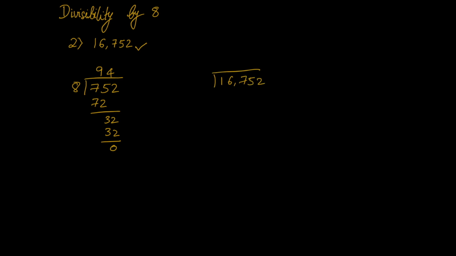Let's check it out with the full number. 8 goes in 16 twice. On subtracting, we get 0. We bring down 7 and 5 and add a 0 to the dividend. 8 goes in 75 9 times. We subtract and get a remainder 3. We pull down the 2 and 8 goes in 32 4 times. On subtracting, we get a remainder 0. So we can see that the number 16,752 is divisible by 8.